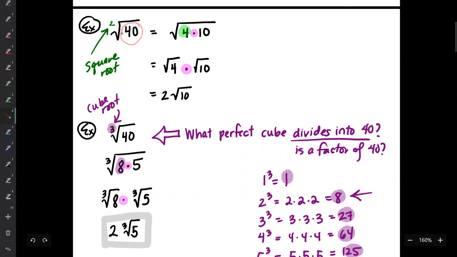So although the number underneath the radical was both 40, I factored it differently. I factored 40 here into 4 times 10. Why? Because the square root of 4 is 2. 4 is a perfect square. Right? That was the value of that piece. On this one though, I factored 40 into 8 times 5. Why? Because 8 is a perfect cube, and we were asking for cube roots.